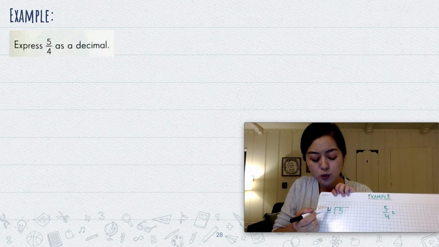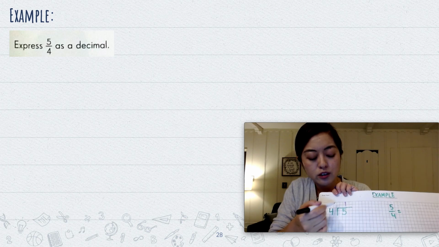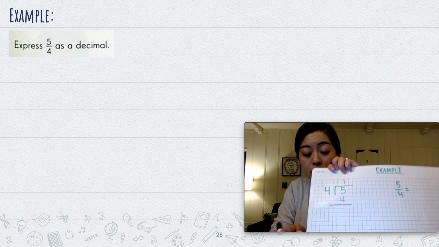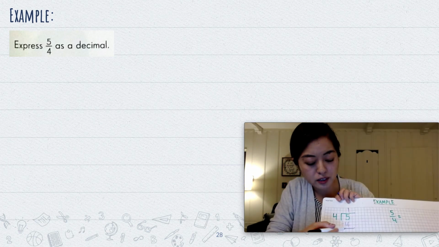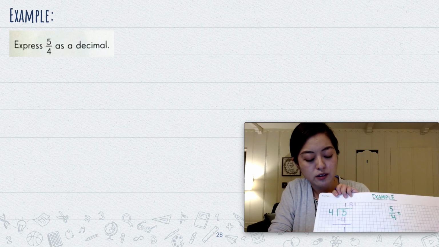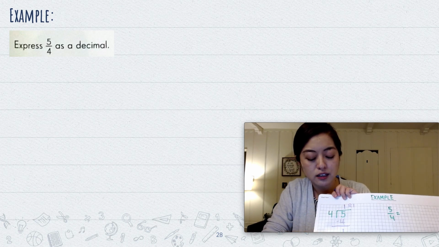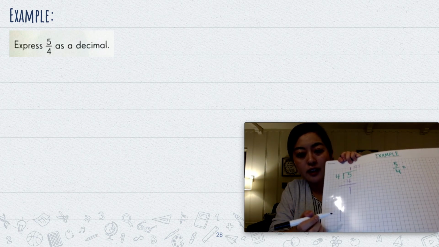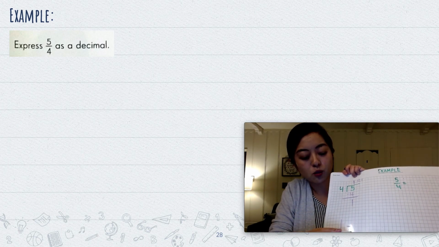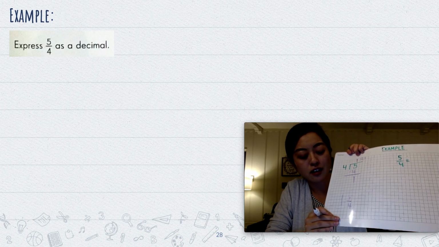Let's see, 4 times what gets to 5 or close to 5? 1. 4 times 1 is 4. So now I'm going to subtract 4, and that becomes 1. Now I have a remainder of 1. This is my whole, right? So that can be written as 1. And then my denominator is 4 because that's what I divided by, and my remainder is 1. So this is the same thing as saying 1 and 1/4.